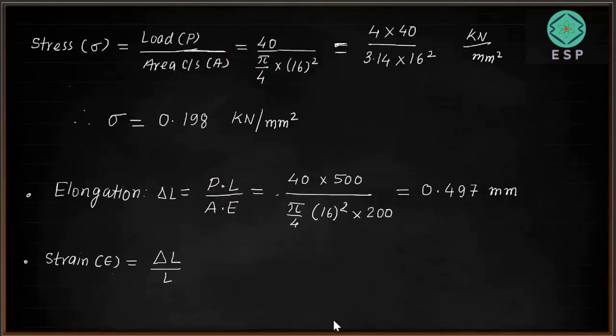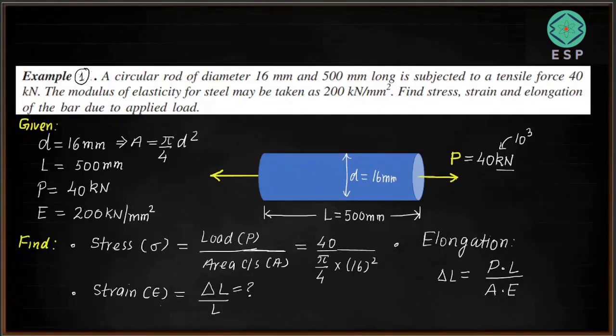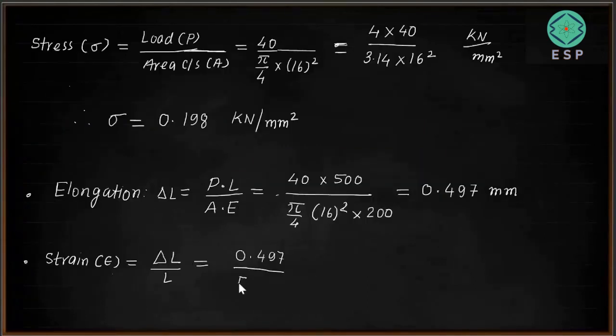Then if you put the value of delta L in the expression of strain, you get 0.497, that is the elongation, divided by the original length. The original length is given as 500 mm, so divide by 500. If you solve for it, you'll get 9.95 times 10 raised to minus 4, and there is no unit for it because it's a unitless quantity. So overall, we got the value of strain, we got the elongation, and we got the stress.